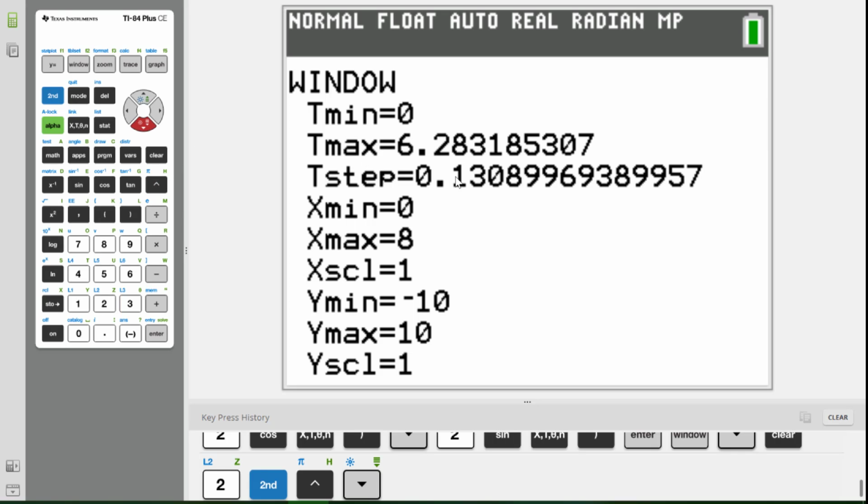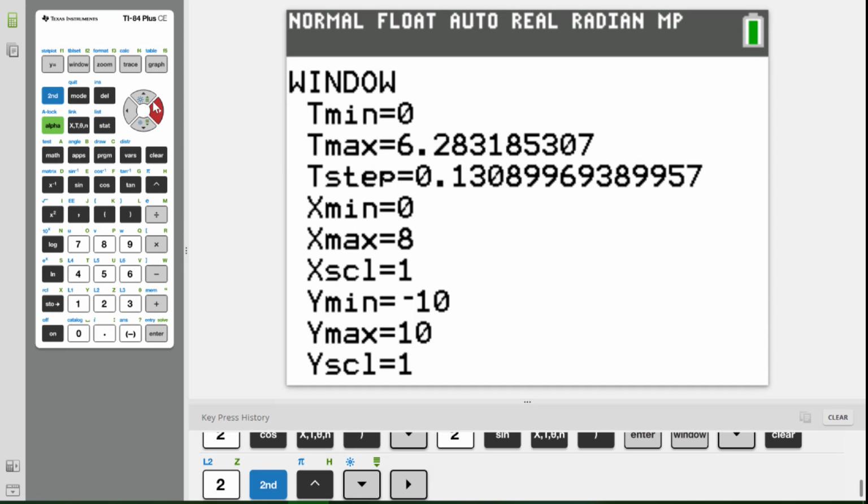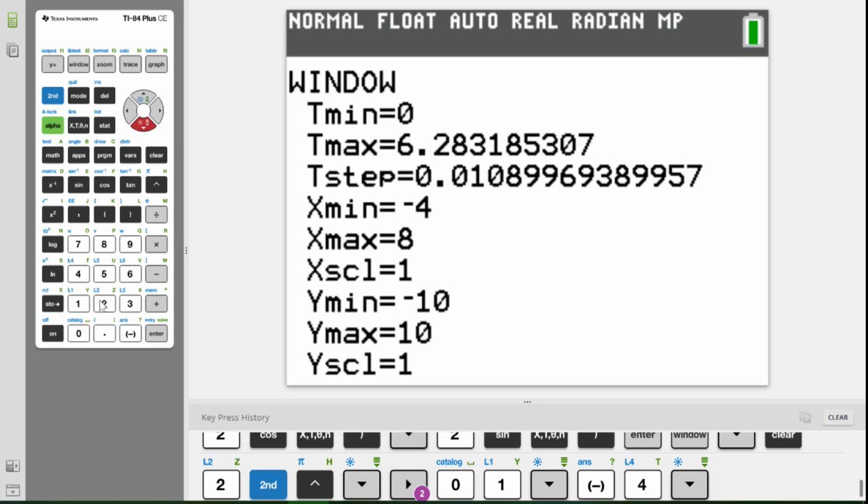And then the step is 0.13. I'm going to change the step to 0.01, and the rest don't matter. It's just going to make it go slower. X min, I'm going to do -4. X max, I'll do 4. And same for the y.